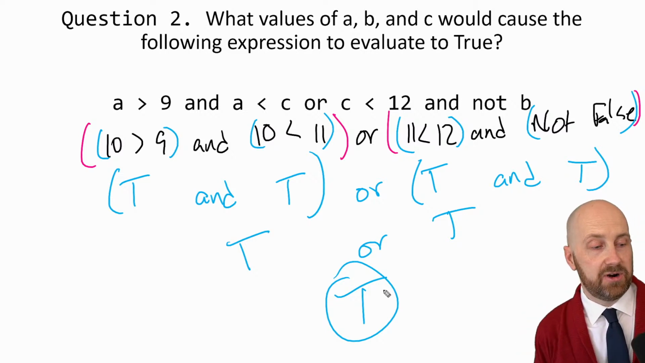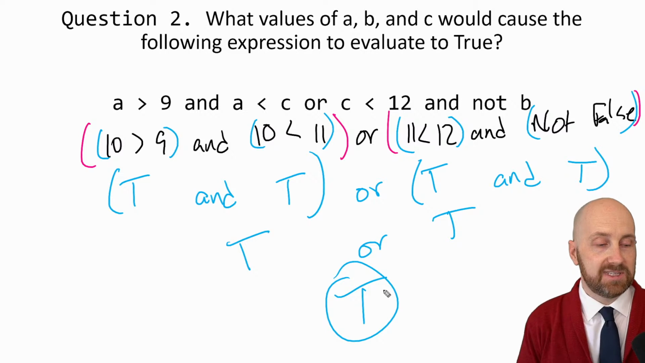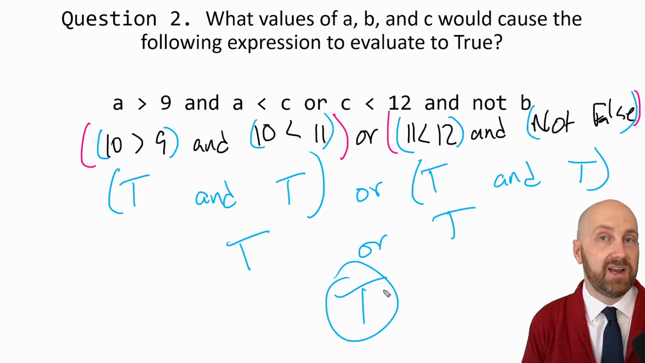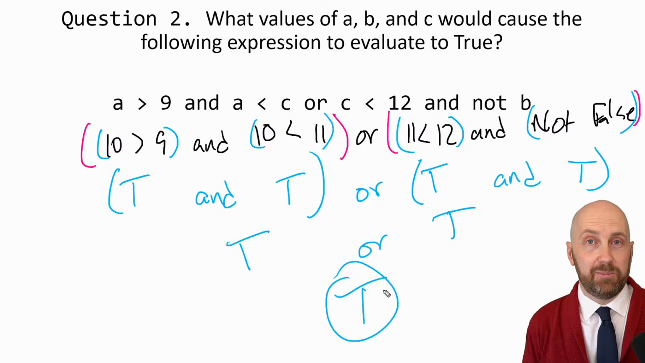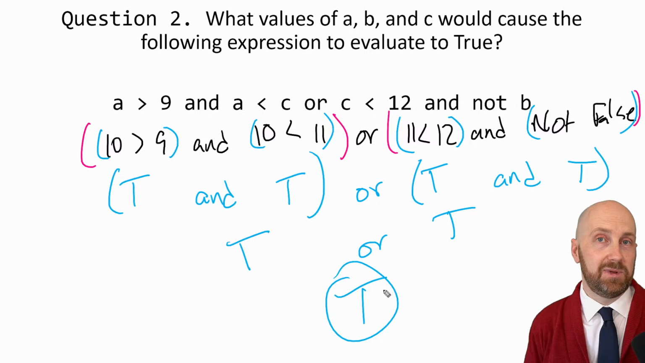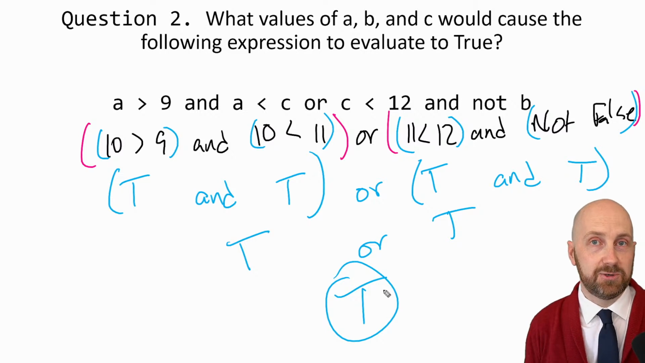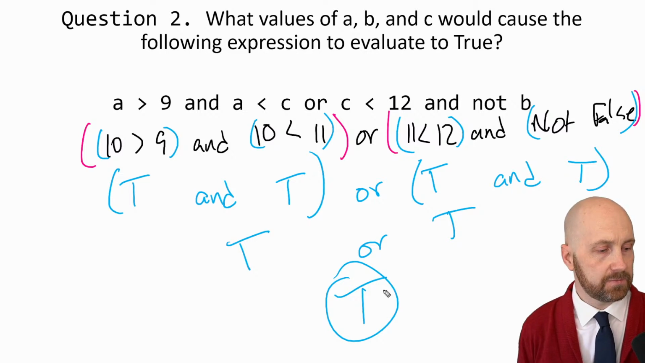Does the not operator always yield a true or false statement, not a number? That's correct. So the not operator will only flip a Boolean to be the opposite of what it is. So not true is false, not false is true.